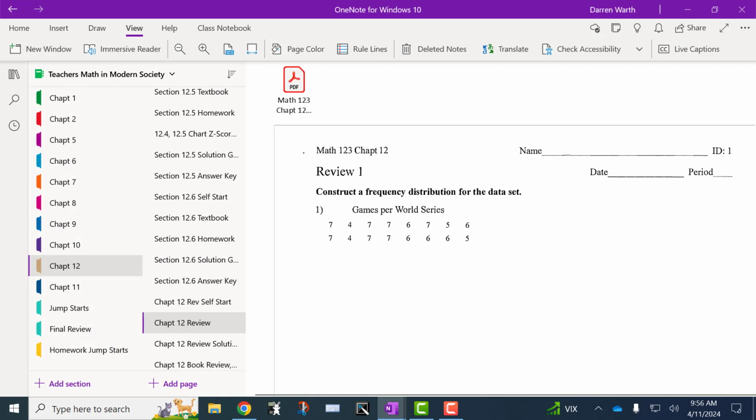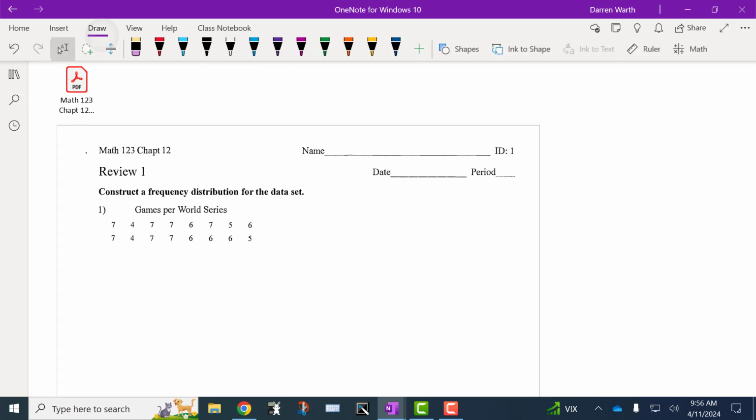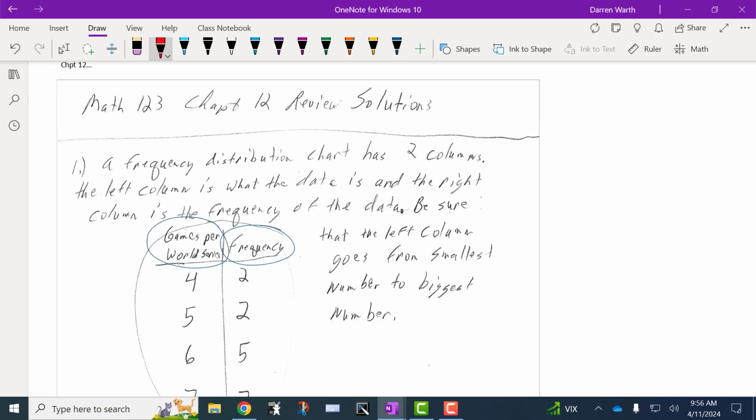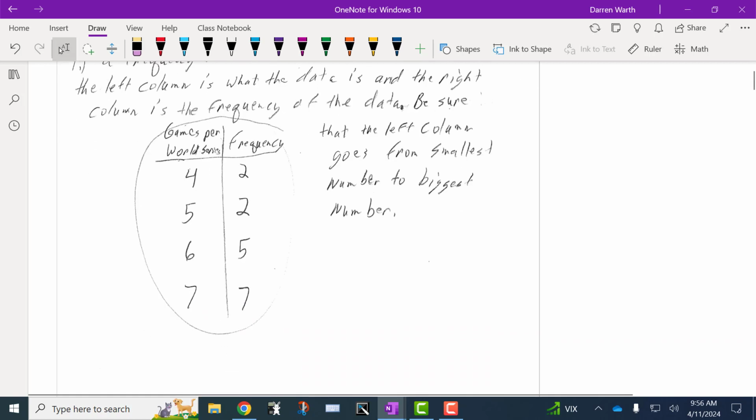I just go ahead and find my smallest number. The smallest number in my data is a 4, and then notice it goes all the way to 7. So you've got a 4, a 5, a 6, and a 7. When you're doing your frequency chart, make sure you put those on the one side where you have your games per World Series: a 4, which is the smallest number, then 5, 6, and then 7.